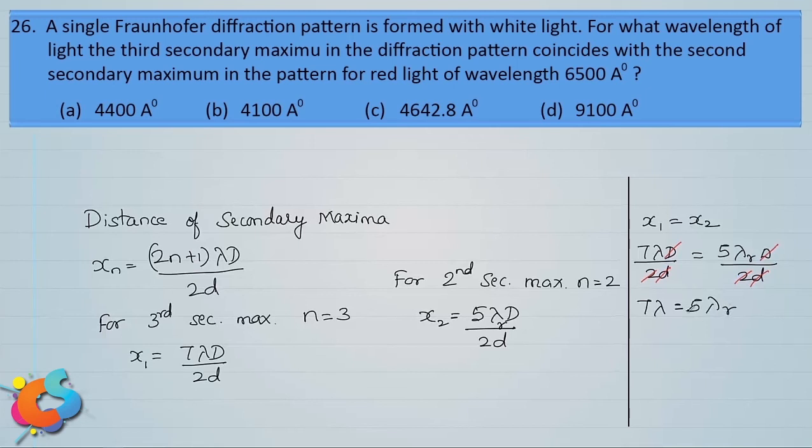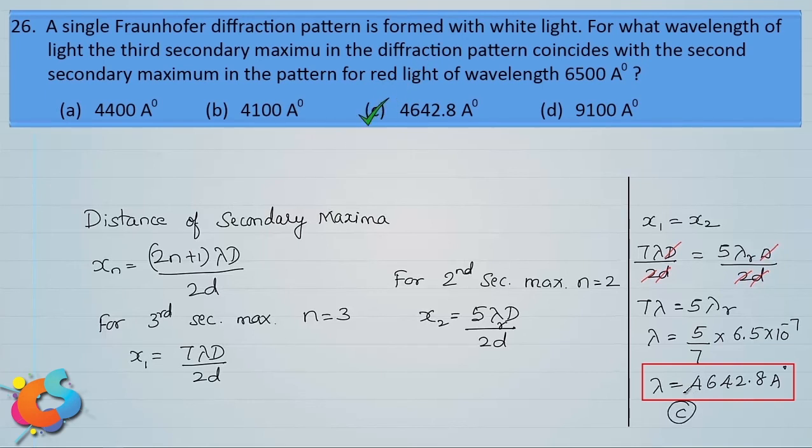Anyhow, wavelength of red is known. To find out this lambda, it is 5 by 7 times wavelength of red, which is given to be 6500 angstrom, or 6.5 into 10 power minus 7. So this is nothing but 32.5 divided by 7, which should be slightly greater than 4600 in angstrom unit, and there is only one option which is close to 4600 angstrom, and that is option C, which is 4642.8 angstrom. Therefore, your option C is the correct answer.